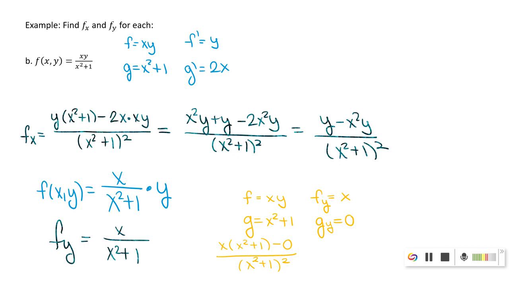So plugging that into my quotient rule, I get x times x squared plus 1 and then minus 0 over that x squared plus 1 squared. And then I can cancel out my common factor of x squared plus 1. And that should give me the exact same answer.